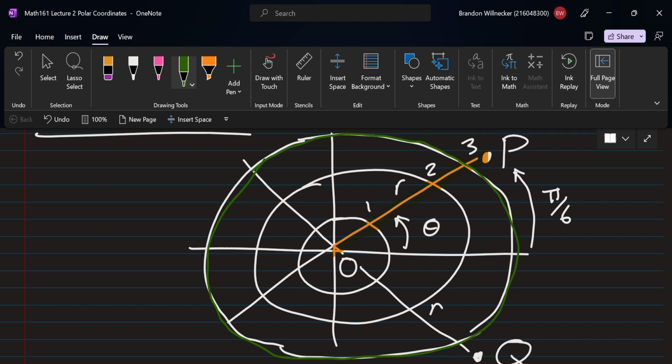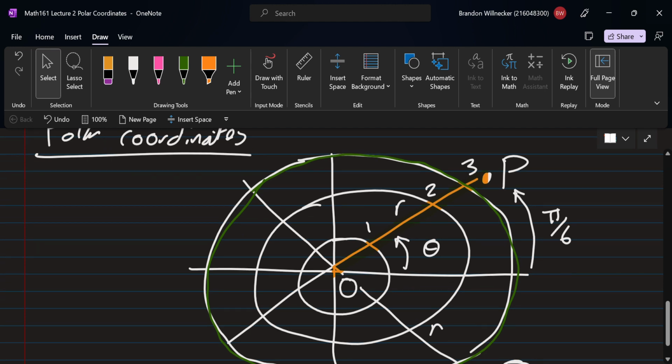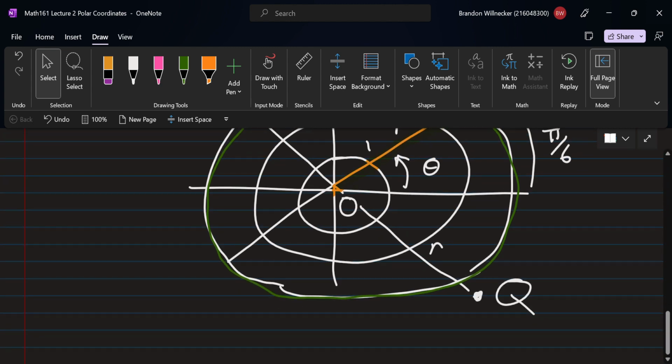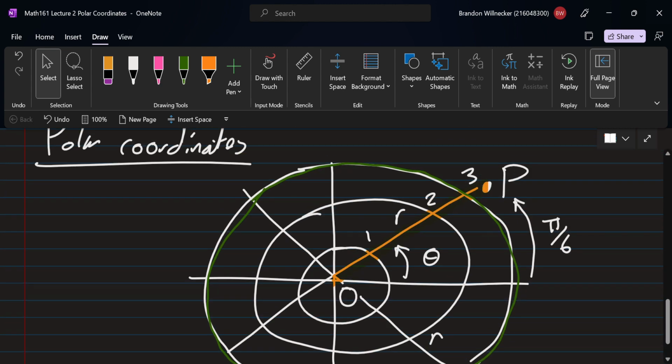If the angle is 0, it means we're on the far right. If the angle is pi over 2, we're at the top. If the angle is pi, we're on the left. If it's 3 pi over 2, we're at the bottom. So this angle tells us where on the circle we are. The radius tells us which circle we're on; the angle tells us where on the circle we are. Is that all right? Any other questions on that?